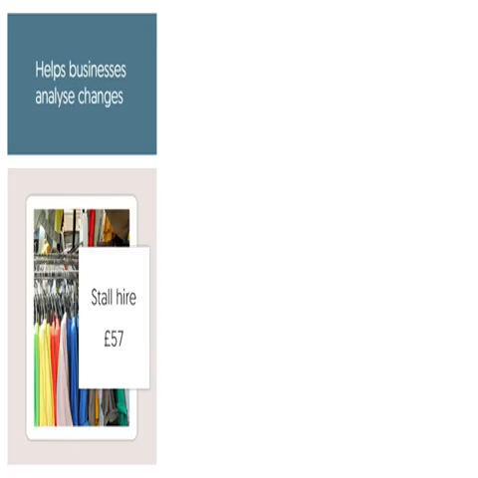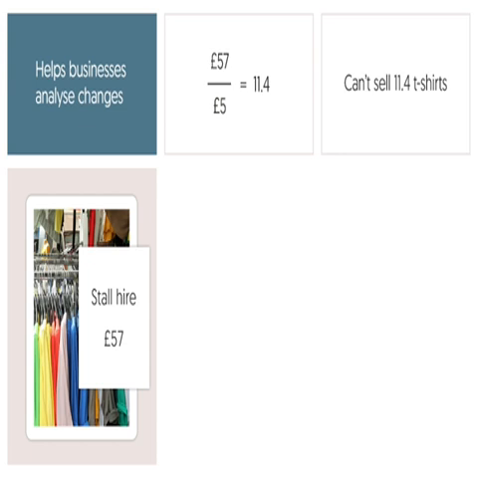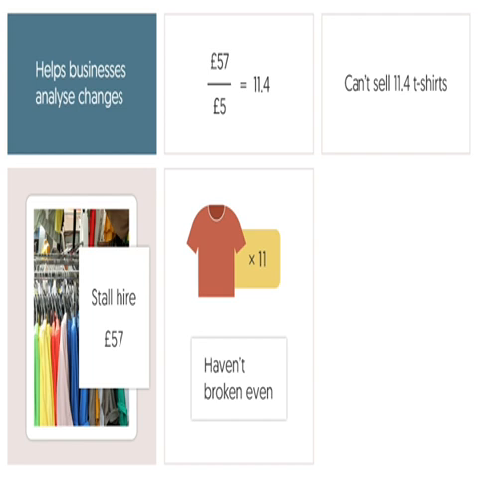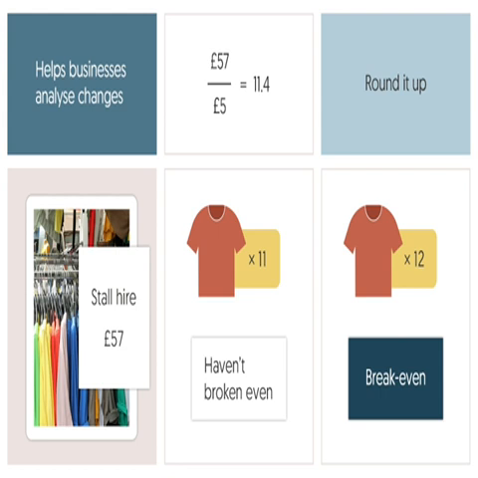For instance, if the rent of a stall goes up to £57, how does this impact you? Well, redo the calculation. The contribution of £5 hasn't changed, but the fixed costs have. So £57 divided by £5 gives you an answer of 11.4. You obviously can't sell 11.4 t-shirts, and if you only sell 11, you haven't broken even. So for break even, you round it up and you'd now need to sell 12 t-shirts to break even.